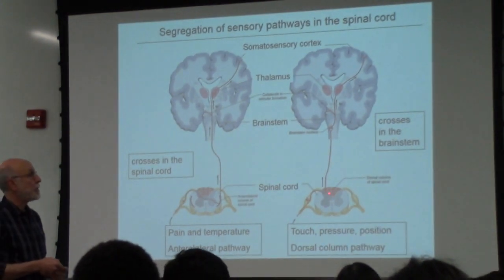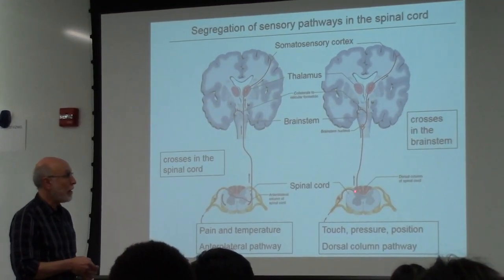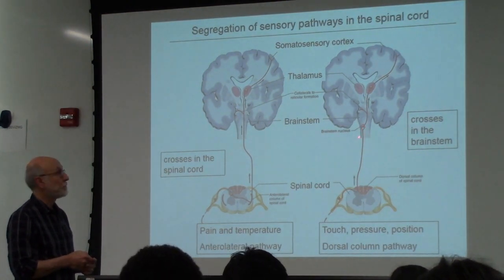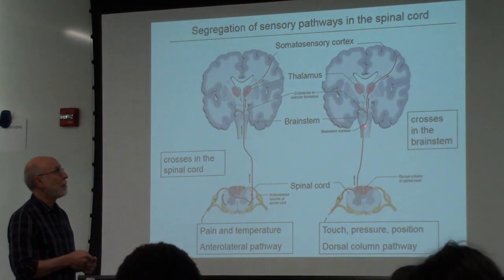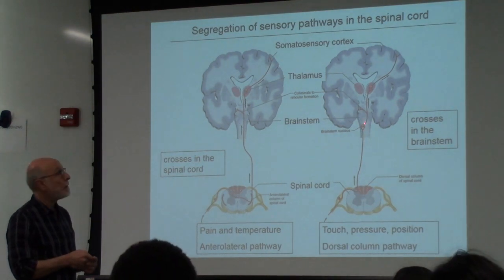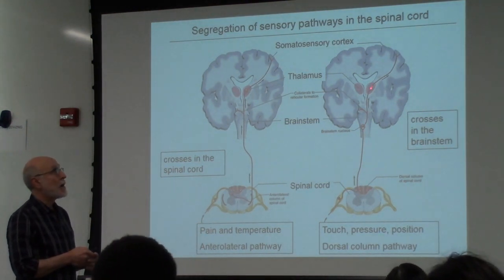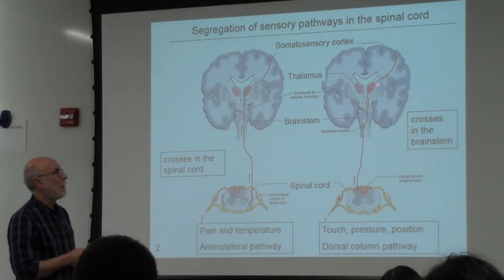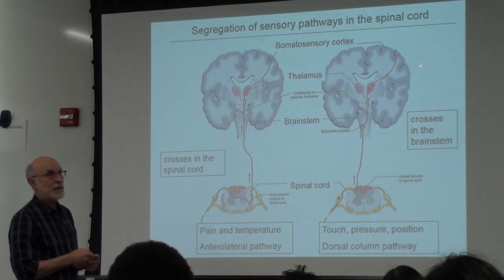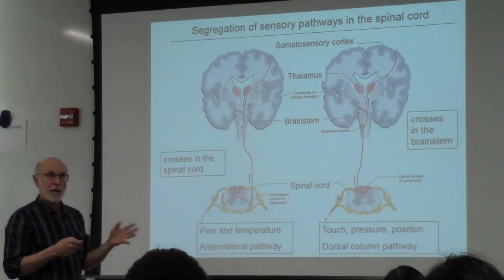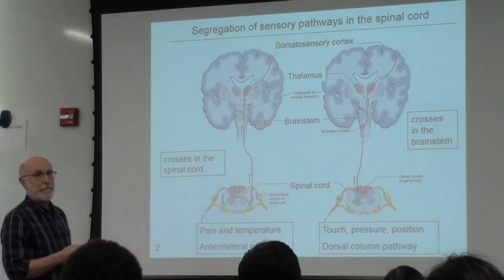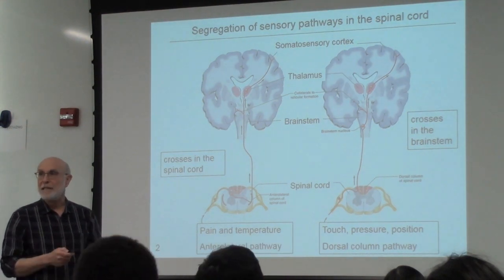In the case of touch, pressure, and position, the primary afferent goes up the ipsilateral side of the spinal cord and forms synapses in the brainstem. The crossing over then happens in the brainstem, followed by processing in the contralateral thalamus, and projection of this higher order neuron into the somatosensory cortex, where the information is processed. And so the somatosensory cortex is a mixture, again, of pain, temperature, touch, pressure, and position processing.